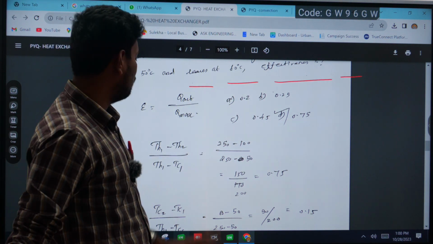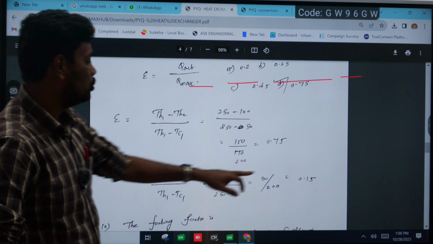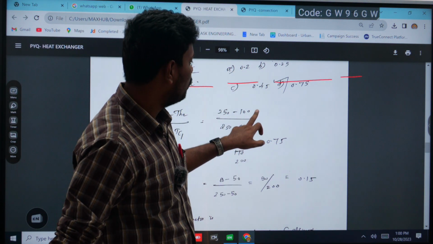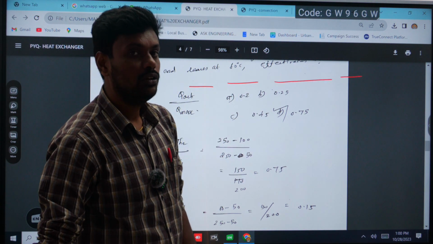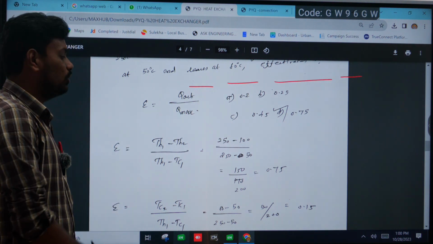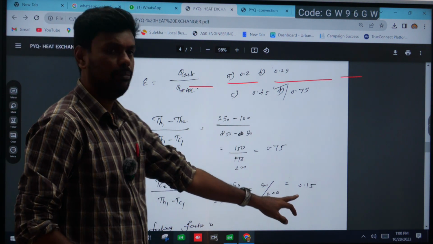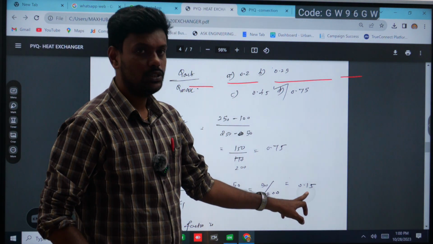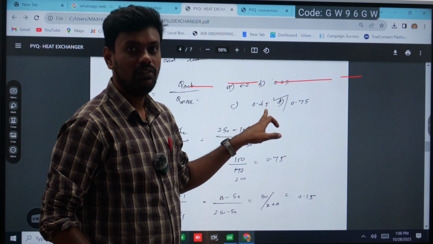Suppose at the beginning, instead of this formula, you have selected the other formula. Then you check the answer. 0.15 you are getting, but is 0.15 there in the option? No, 0.15 is not there. Then what formula you have to choose? You have to choose this formula. Okay, so either this formula or that, I am not telling both are same. This is 0.75, this is 0.15, but you have to cross check the answers with the given options.